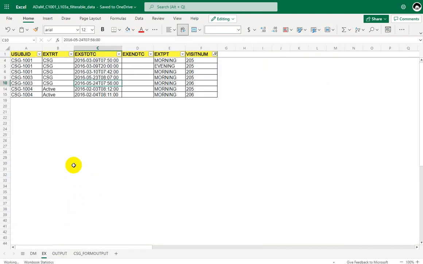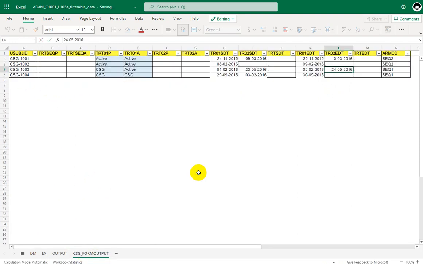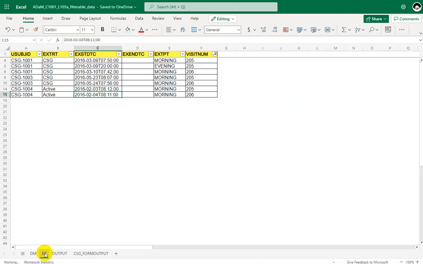So let us take a look at the TR02EDT for 1004 now. So 3rd Feb and 4th Feb. So 4th Feb is the latest of these two. So 4th Feb will become our TR02EDT. So now we have populated TR02SDT and TR02EDT. Let us populate TRT02P and TRT02A. So let us populate TRT02A first, because we were on exposure data.